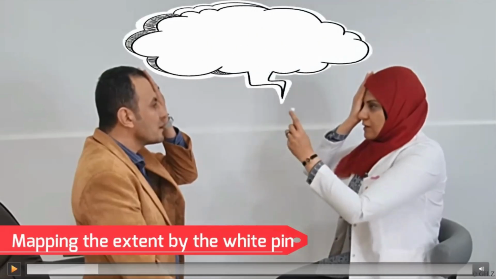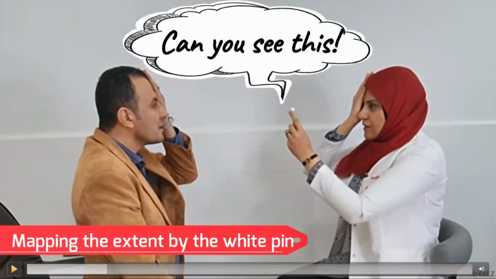Okay. So here, this is in the cloud, what I wrote. Can you see this pin? Don't forget that you have to check vision. Can they see the target, the white pin, or not? And whenever you check the vision, the target should be exactly in front of the eye. Any visual testing should be in the primary position, straight in front of the eye.